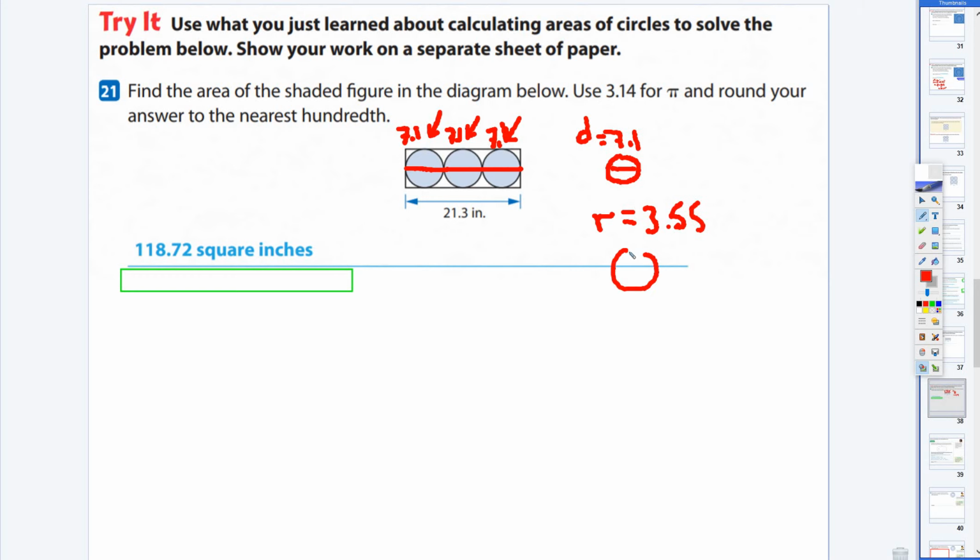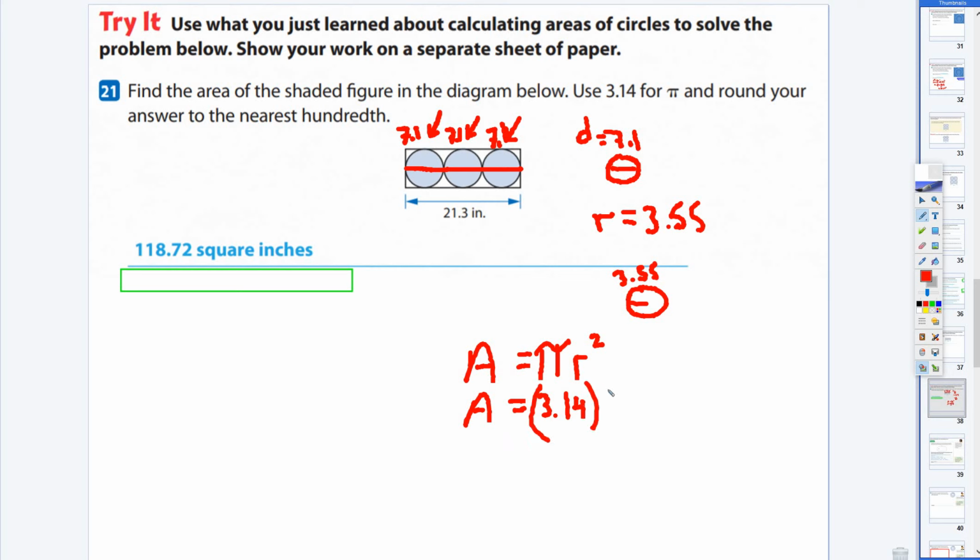So now I have a circle with a radius of 3.55. Now I can find the area of this circle. Remember, always write out the formula. Area equals pi r squared. Now I'm going to plug numbers in. I'm going to use 3.14. They tell me to here. Remember, I like to put this in parentheses. Times the radius of this one circle, which is 3.55 to the second power. So the first thing I would do is 3.55 times 3.55. Right? Because of exponents. And when I multiply those, I get 12.6025. Okay, and then I'm going to multiply that by 3.14.